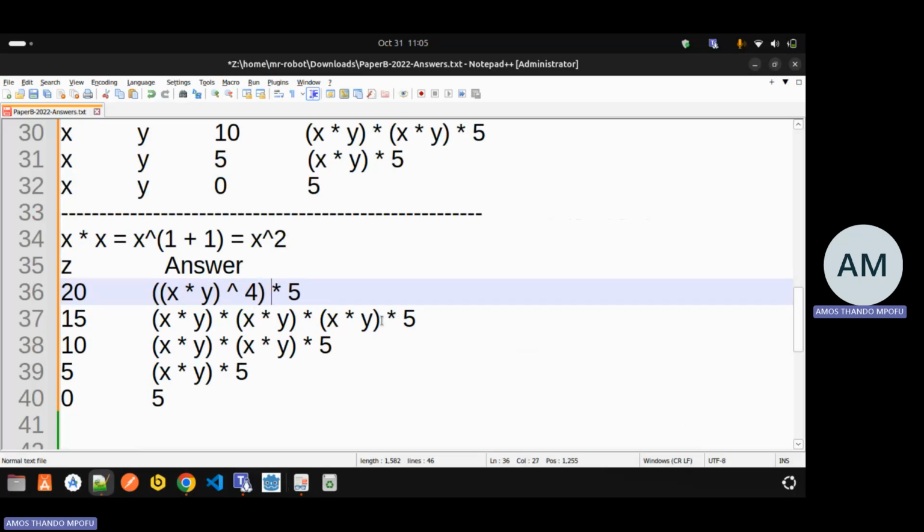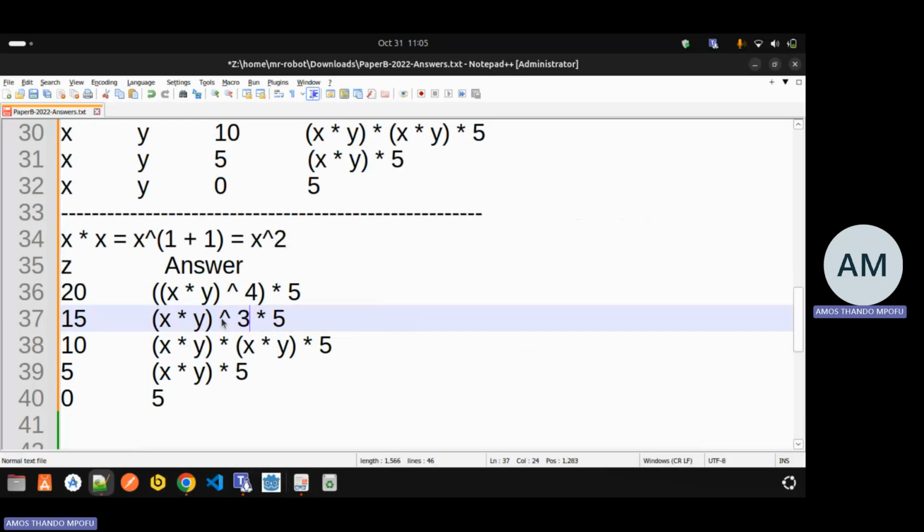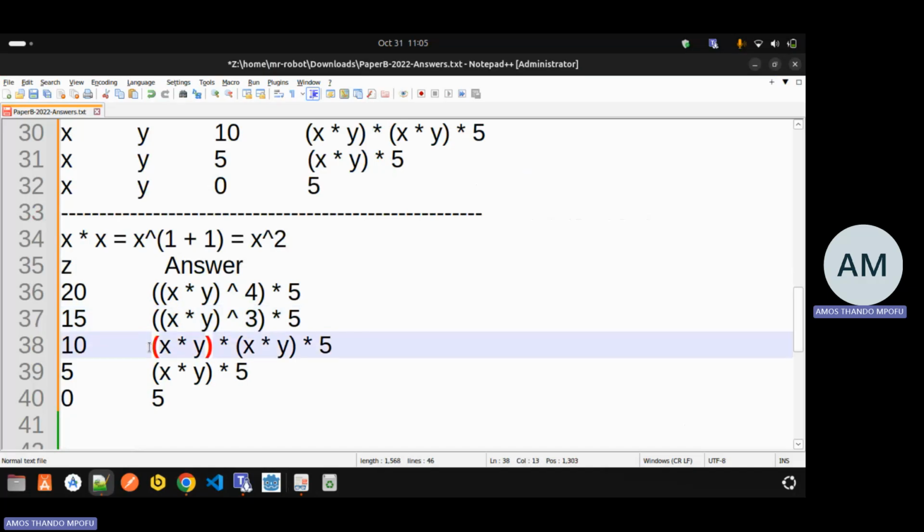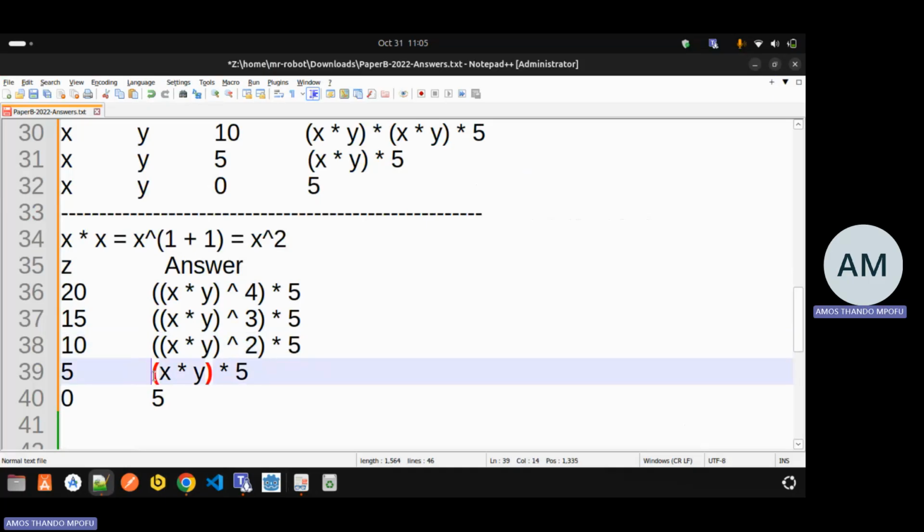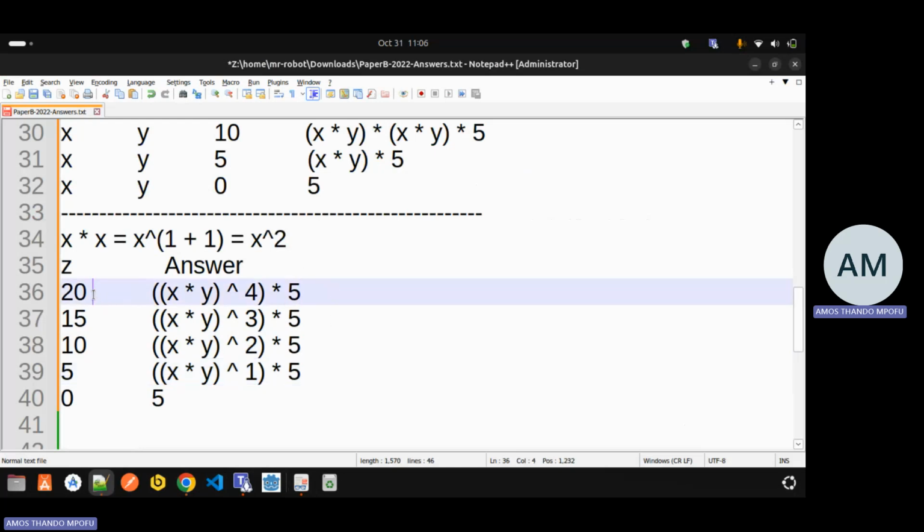And then I do pretty much the same thing. How many x times y's are here? It's 3 of them, so to the power of 3. And then here, how many x y's are there? It's 2. So x times y to the power of 2. And then here, even though it's not important, some people just tend to be blind, so I'll put x to the power of 1. So we have everything.